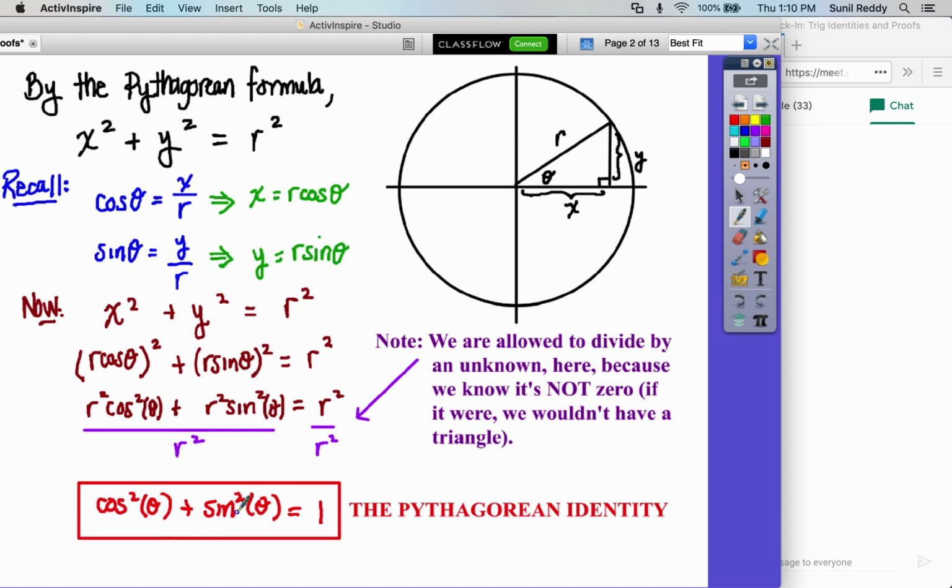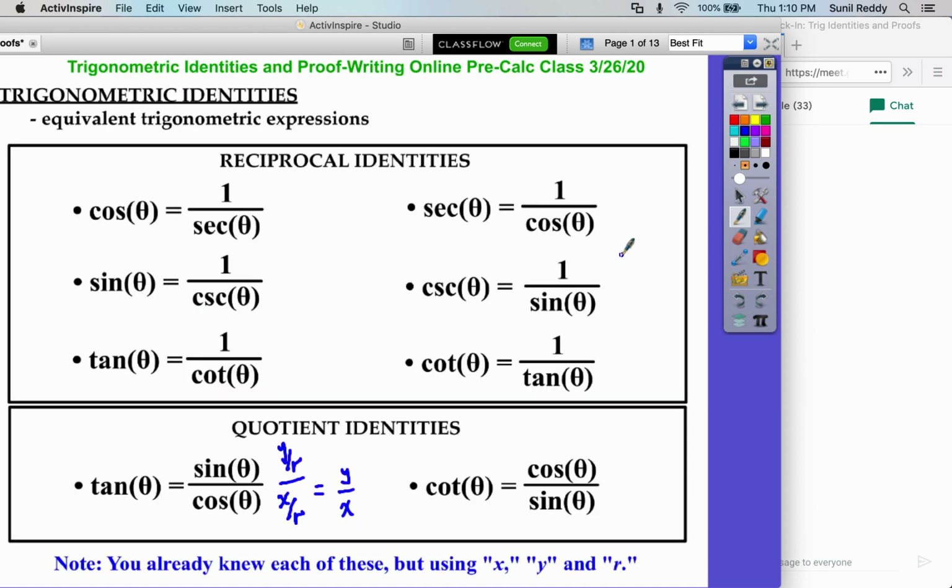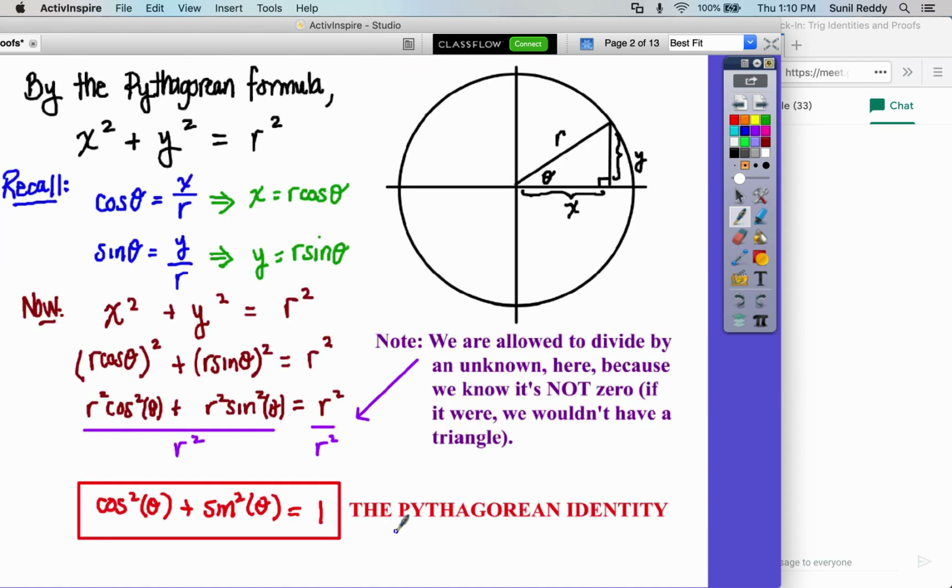Okay, so in addition to the 8 trig identities on this previous page, the Pythagorean identity is the next one that you would add to your list of identities. Okay, cosine squared plus sine squared is always equal to 1.